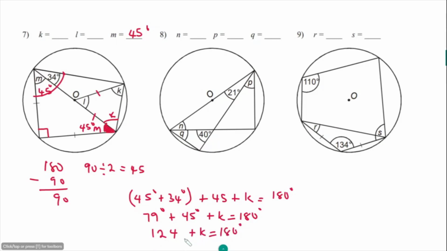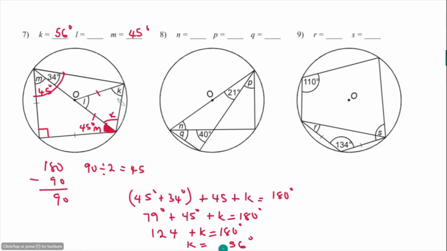So angle K is definitely going to be 180 minus 124, and that's going to give me 56 degrees. So angle K is 56 degrees. Okay, so K is going to be 56 degrees.